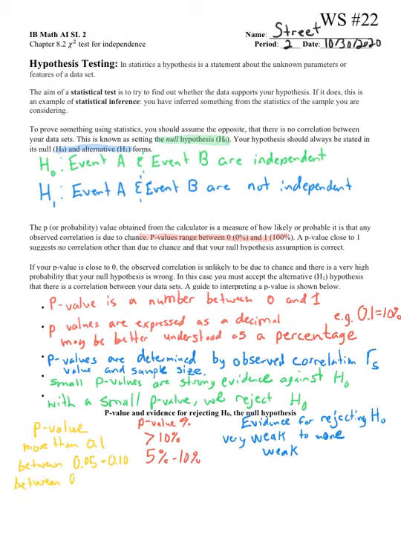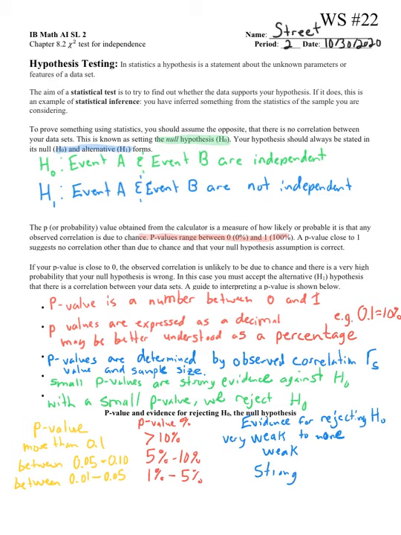If you're between 1% and 5%, that's what this represents here. That's actually a very strong case to go ahead and reject the null hypothesis. Strong case.